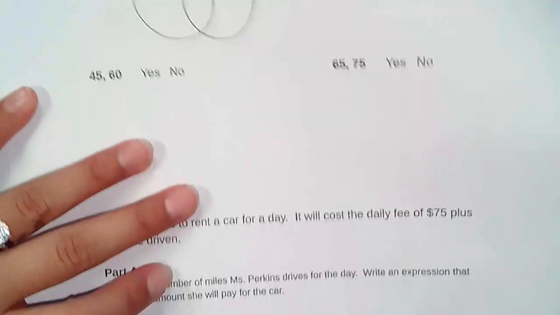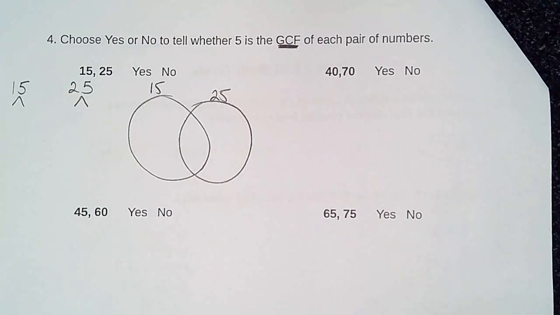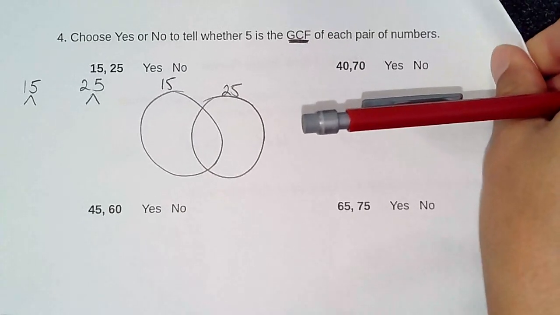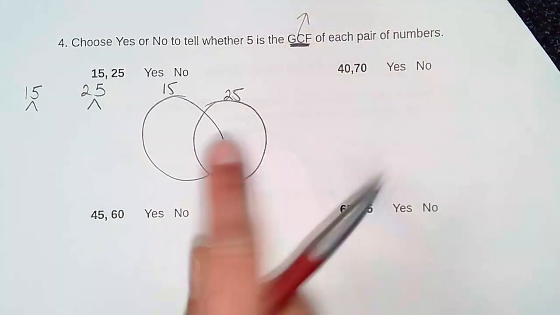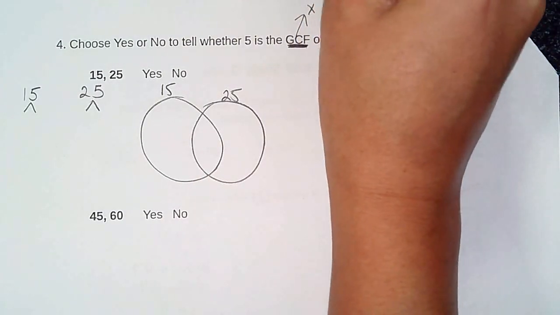All right. Moving on, number 4, and I might have to make 2 videos for this. Choose yes or no to tell whether 5 is the GCF of each pair of numbers. Remember GCF, when we use a Venn diagram, you're going to multiply the middle.